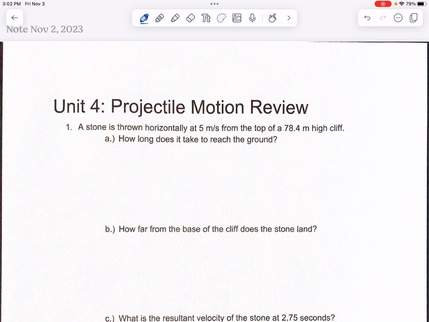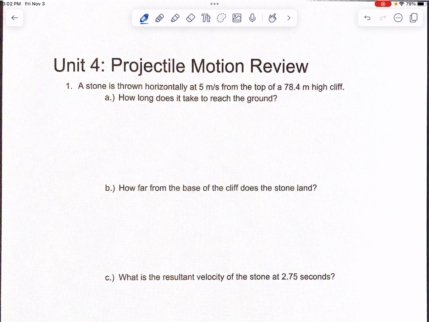We're going to go over projectile motion review in this video. We're going to start on number 1. A stone is thrown horizontally at 5 meters per second from the top of a 78.4 meter high cliff. So this is a type 1 projectile.